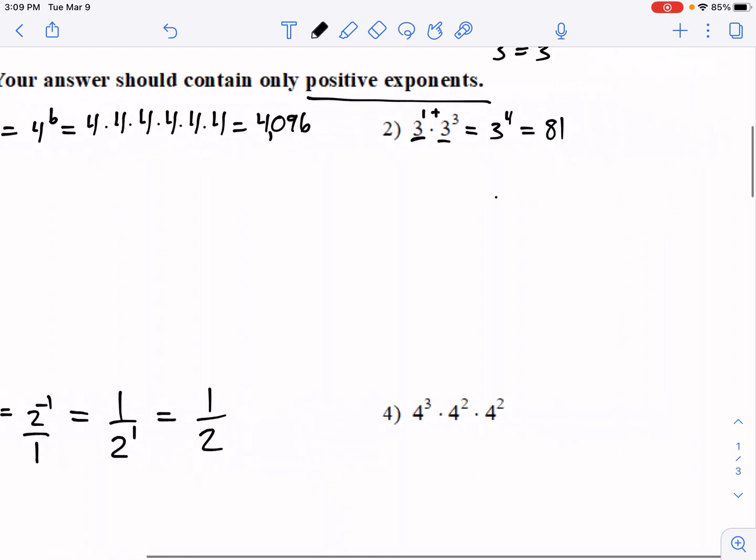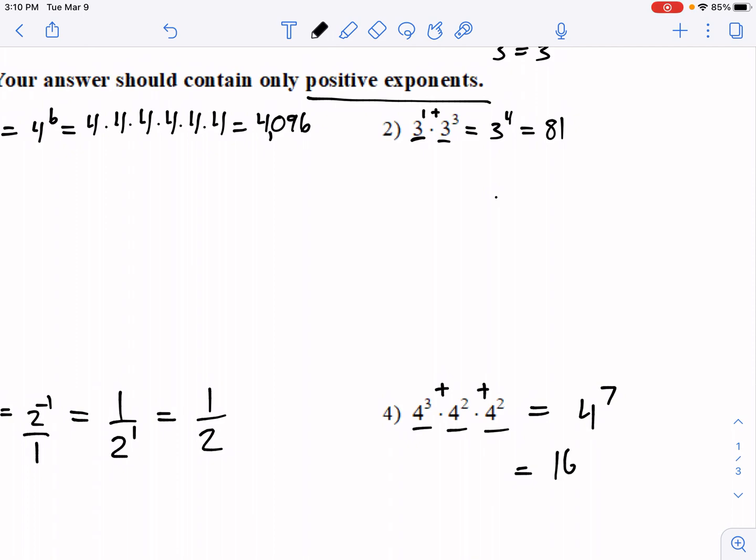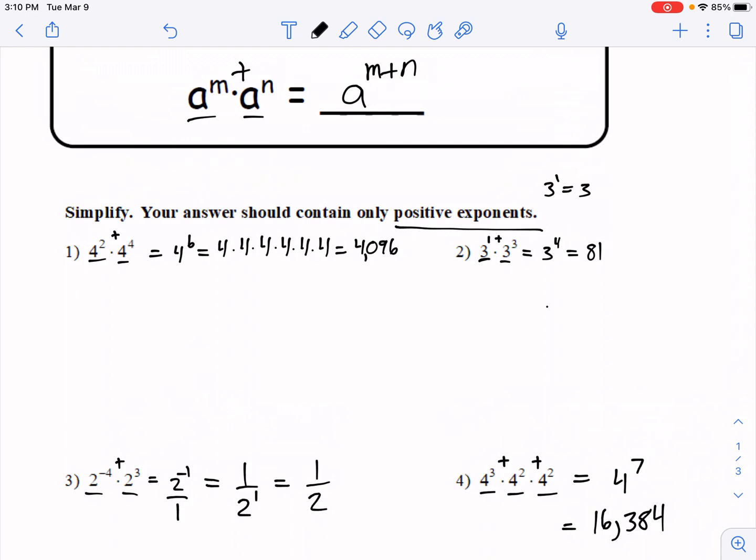Then over here, the rule still applies even when we have 3 of these powers being multiplied. All of these are the same base, so I can add all of these exponents together. So 3 plus 2 is 5, and 5 plus 2 is 7. So we keep our base, and we'd have 4 to the 7th power. So we're multiplying 7 of these 4s, or in your calculator, 4 raised to the 7th power, which is 16,384. Okay? That's the product rule.